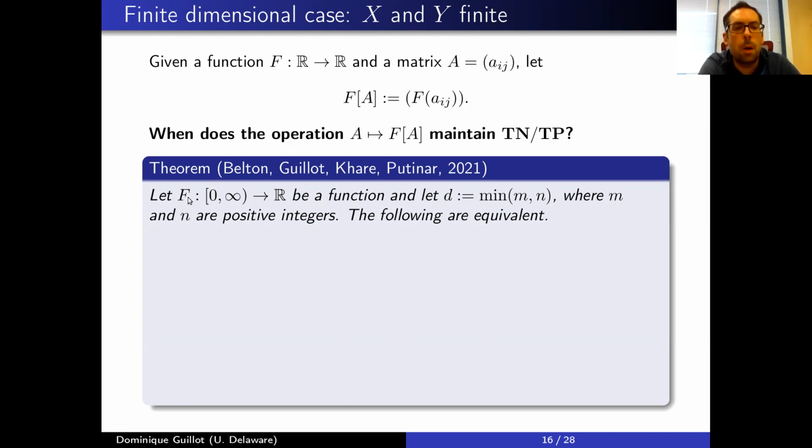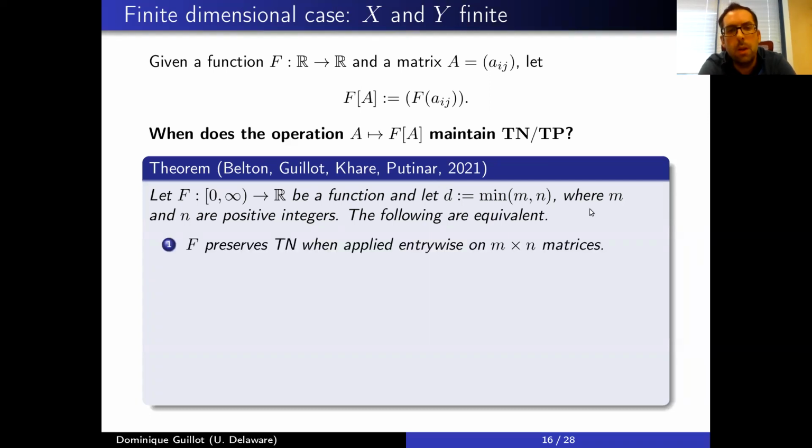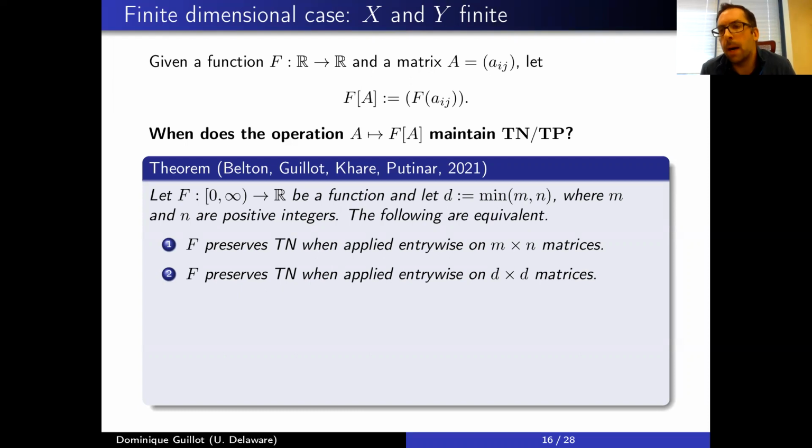So suppose I have some function F, and suppose I look at M by N matrices, and let me denote by D the minimum of M and N. We can show that the following is equivalent. F preserves total non-negativity when applied entry-wise on M by N matrices if and only if it preserves total non-negativity on D by D matrices. If you think about it, this is just completely trivial. The only reason we get that is because, of course, if I have an M by N matrix, the only square minors I'm going to be able to form are going to be at most D by D. So these two equivalents are obvious.